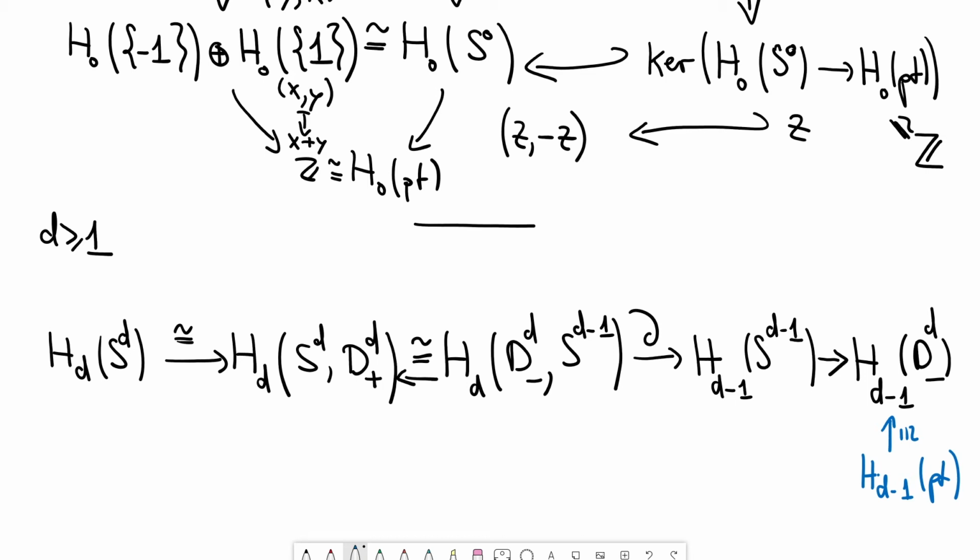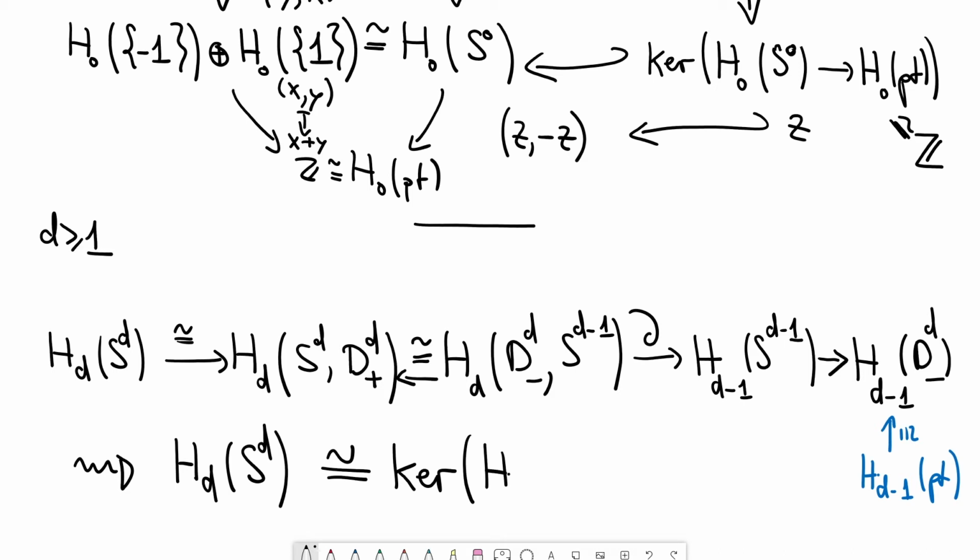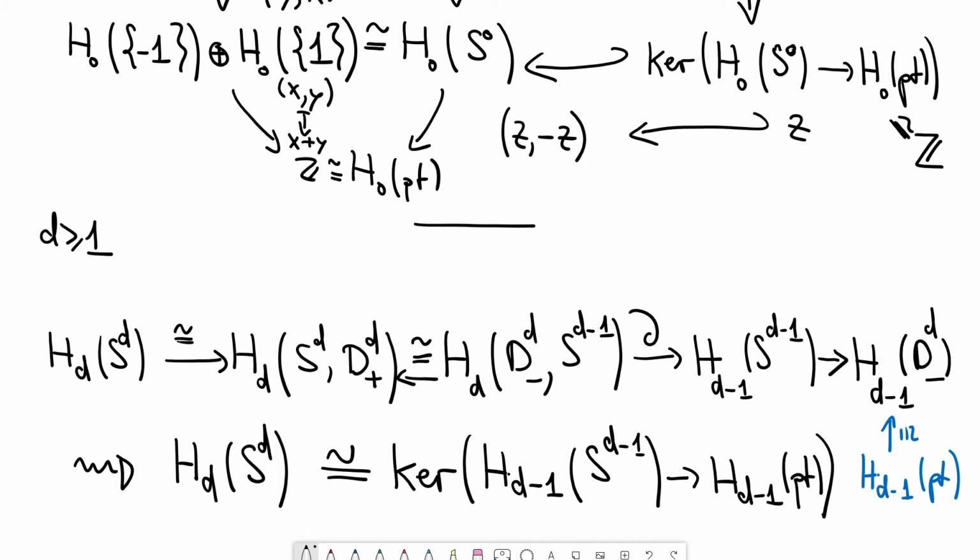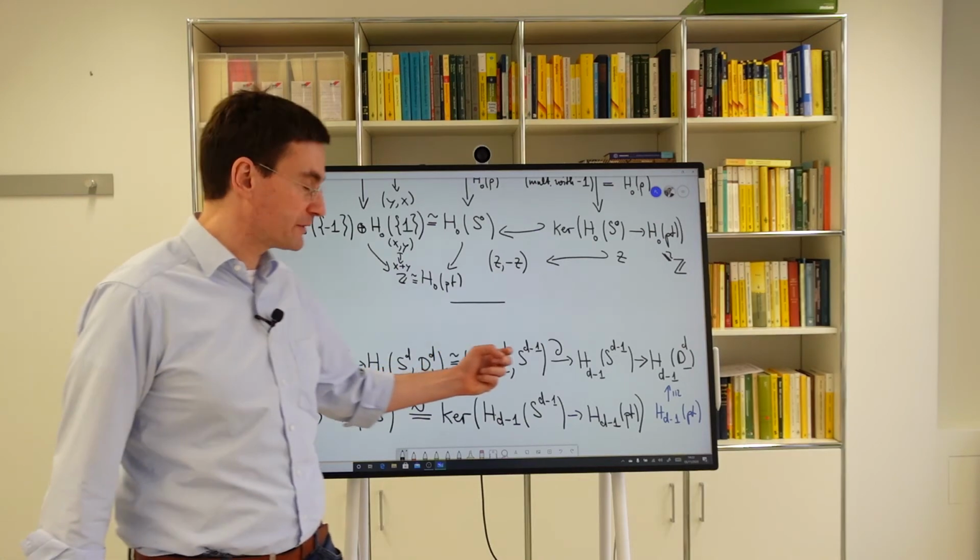And what's the outcome now of the whole discussion? The outcome is that HD, SD is isomorphic to the kernel of HD minus 1, SD minus 1 to HD minus 1 of the point. The isomorphism comes from this composition.